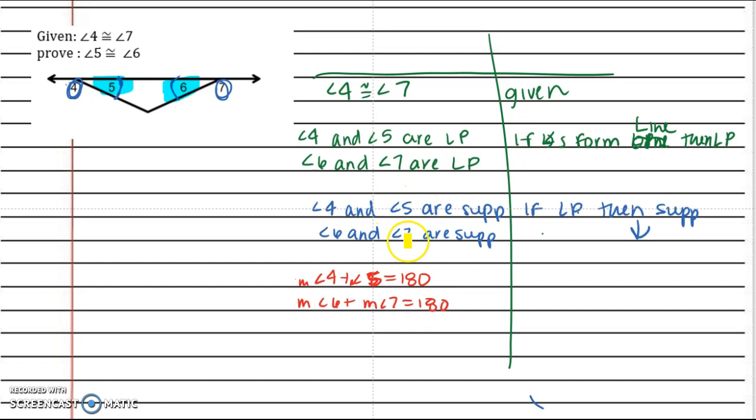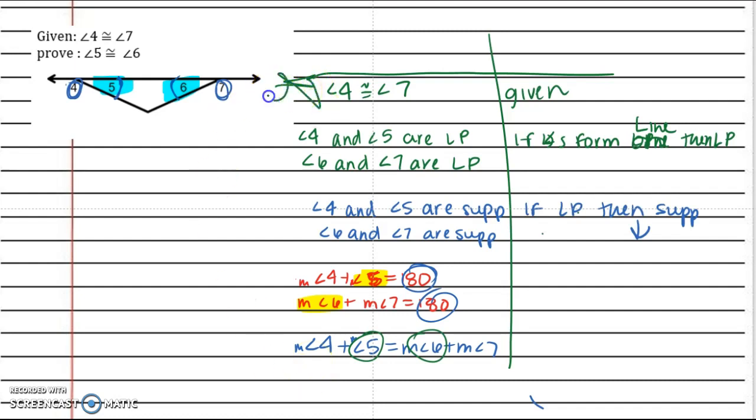My goal is to say that 5 and 6 are the same. To do that, they have to be in the same equation. Conveniently, both of those equations equal 180. So I can say angle 4 plus angle 5 equals the measure of angle 6 plus the measure of angle 7. So now I got 5 and 6 in the same equation. I got to get rid of 4 and 7.